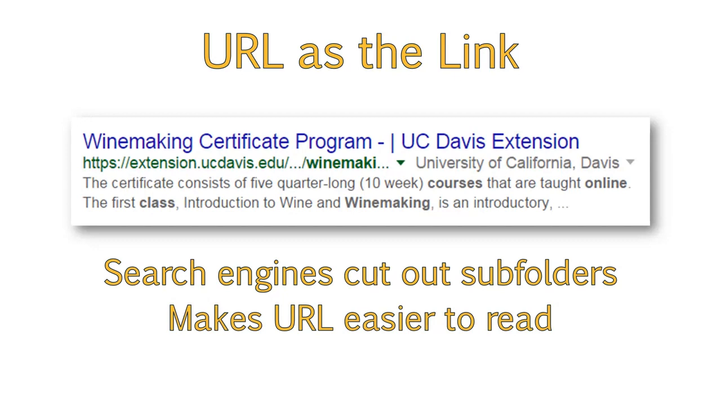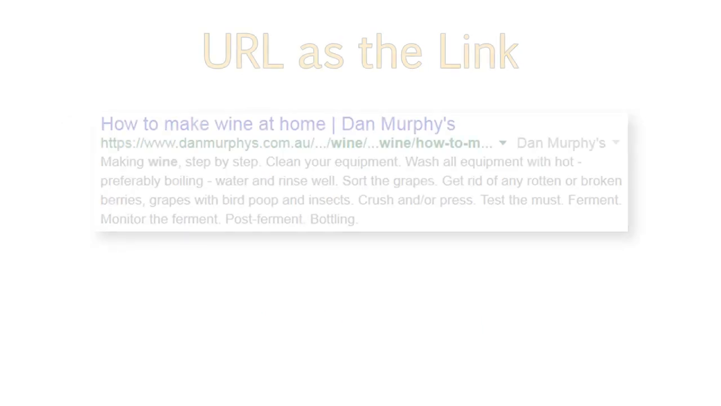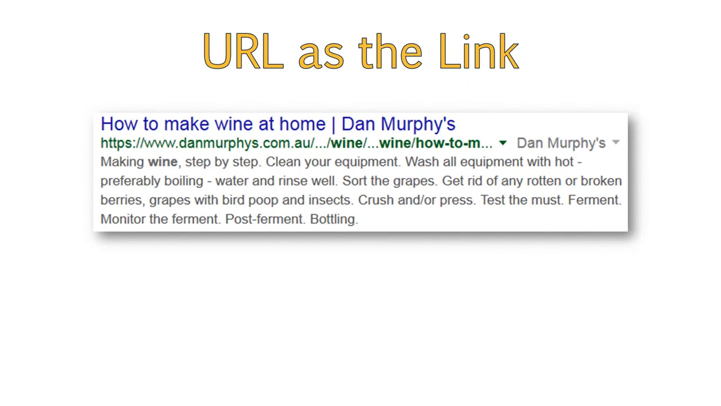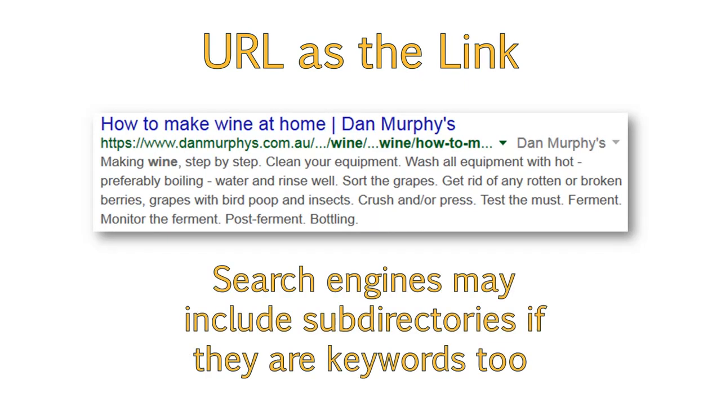You can see this in the example search result where I highlighted the area that Google removed. If important keywords are included within the subdirectories, part of the subdirectory name might be included in the search results. This will be bolded, which will help draw attention to the result. For example, if I searched for how to make wine, I see that one of the top results links to a site called Dan Murphy's.